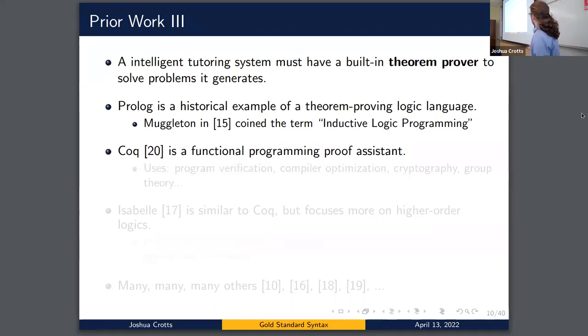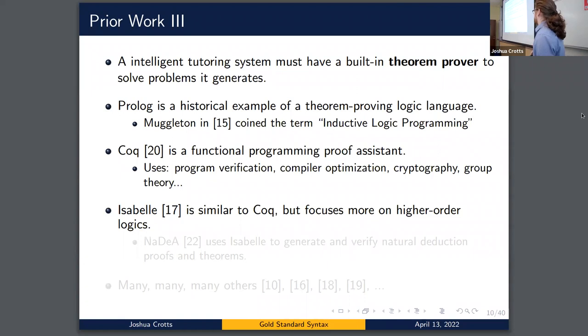Okay. I'm going to put these two together because they're fairly similar. Coq and Isabelle are functional programming proof assistants. The keyword there is proof assistant. They're not something that you can just input a formula and it will give you the result. You can have that, but it's not entirely designed for that.